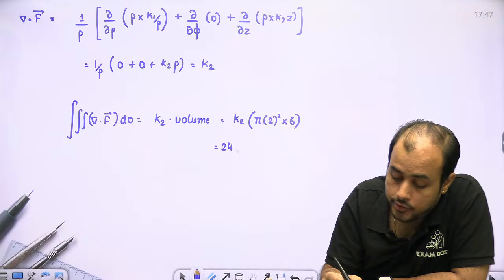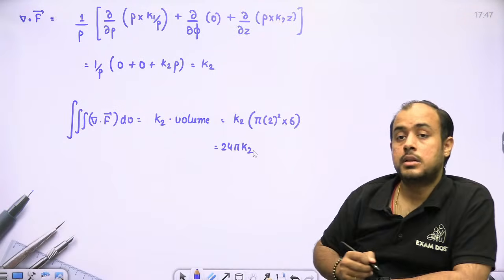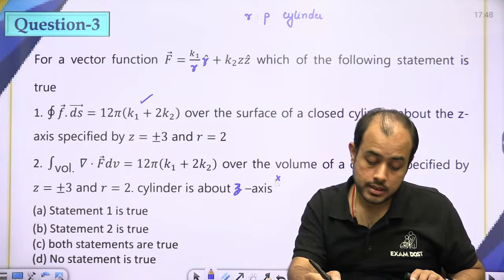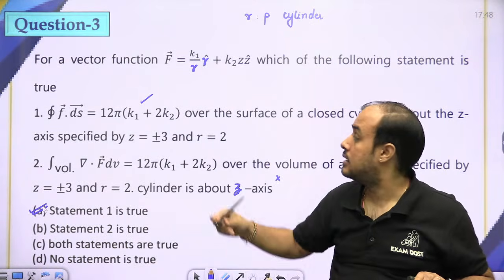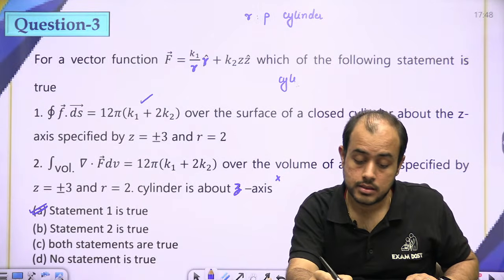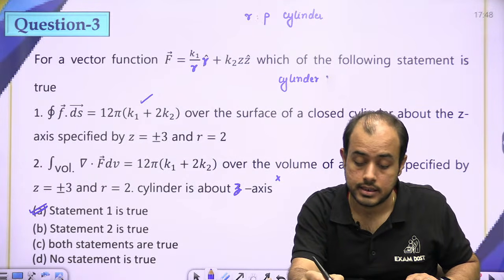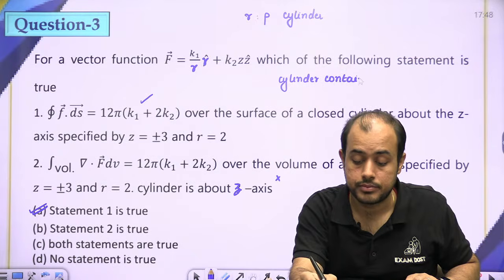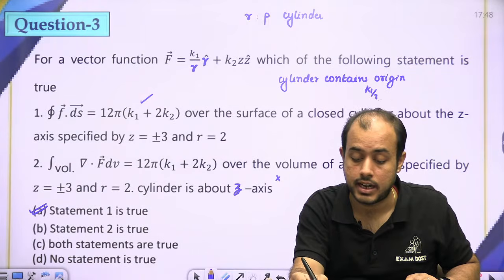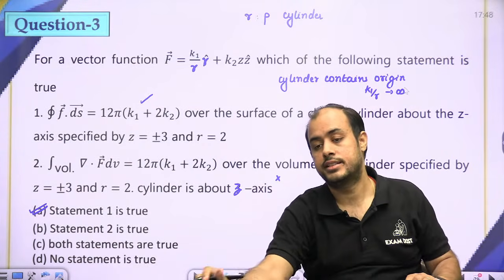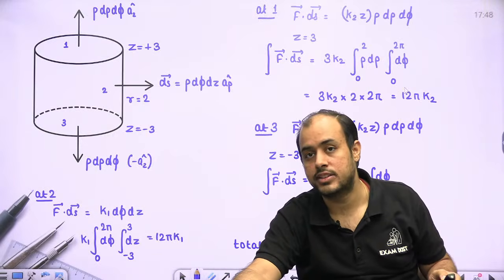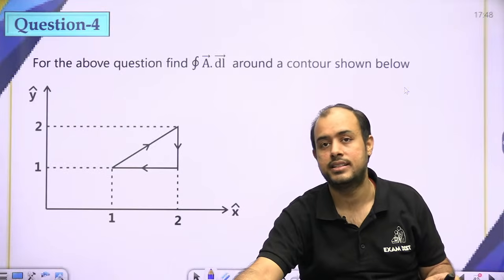So this is 24 pi k2. Sir, but this should have been equal based on the divergence theorem. This should have been equal. No, beta. Because the cylinder contains origin. And at origin, k1 by r will tend to infinity. इसी वजह से so it is not continuous. ये continuous होगा ही नहीं. तो divergence theorem is invalid. इसीलिए दोनों बराबर नहीं आए.